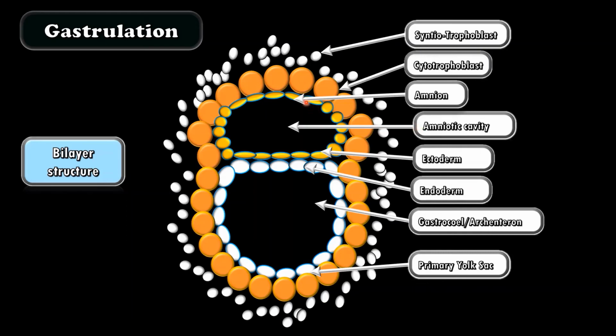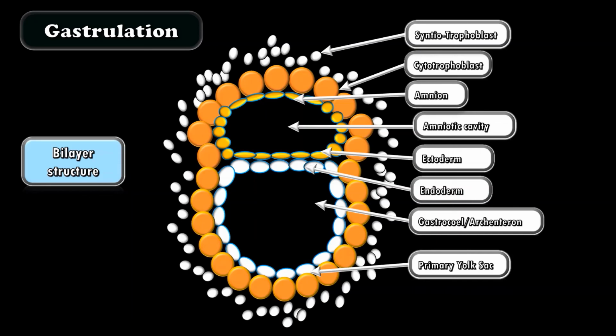The roof of the amniotic cavity is lined by amniogenic cells. They later form the amnion. This amniotic cavity is filled with amniotic fluid, which acts as a shock absorber. It also prevents dehydration of the embryo. As a result of all these changes, a bilaminar embryonic disc is positioned between the amniotic cavity and the yolk sac.